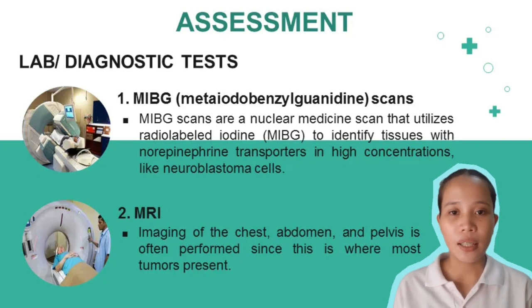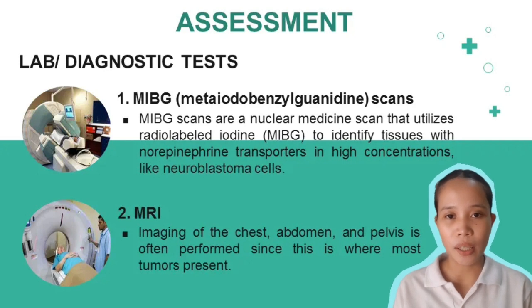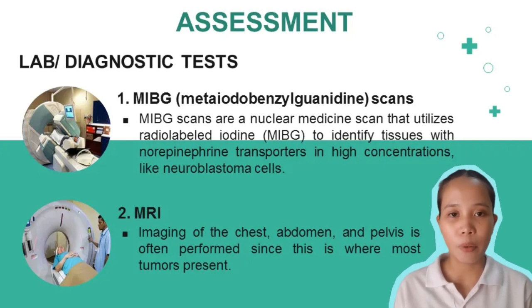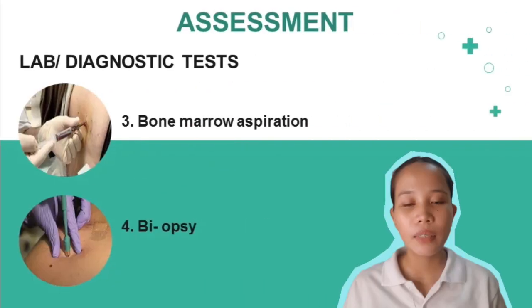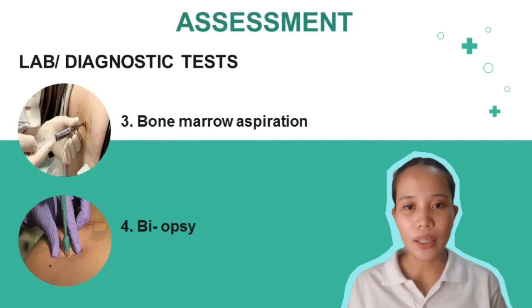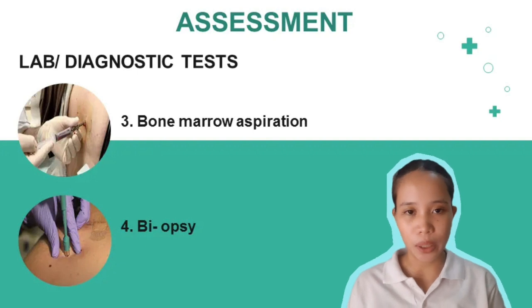Next is the MRI. MRI may be utilized to evaluate for the presence of disease. Imaging of the chest, abdomen, and pelvis is often performed since this is where most tumors present. Next are the bone marrow aspiration and biopsy. They are also performed to evaluate for the presence of neuroblastoma.